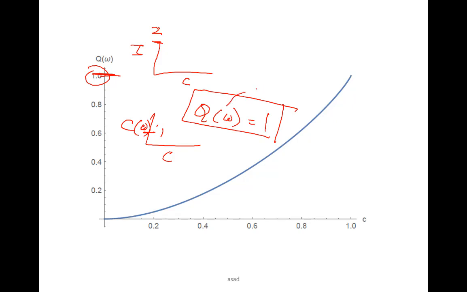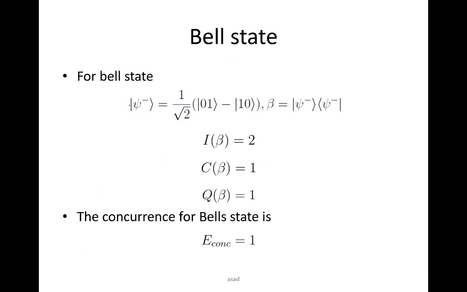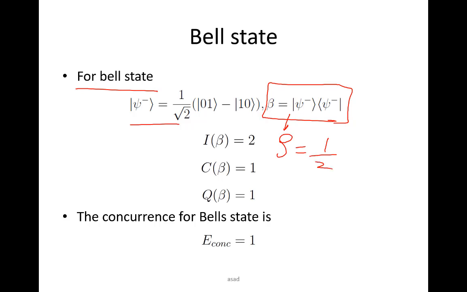For Werner states where C is 1, we know that this graph is for the Bell state, so you will see the quantum discord in the Bell state is 1. So this is the same. This is the Bell state, and you can write the outer product of this Bell state in the form of beta. So let's say this is beta. If you write the density matrix, then you will get 1 over 4 times (1 minus C) times I plus C times beta.